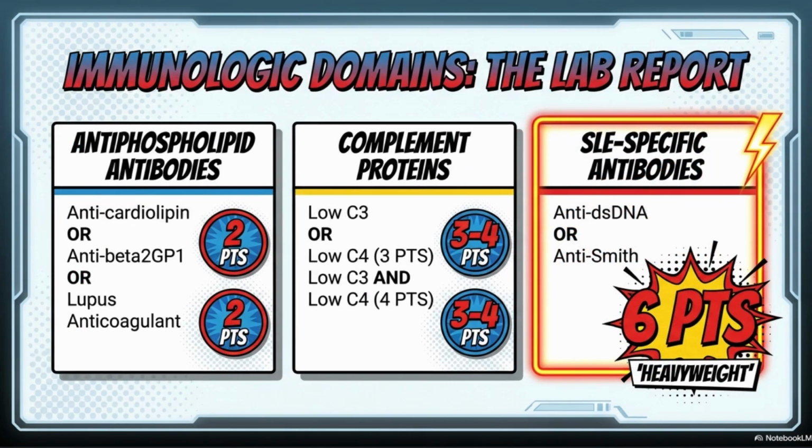Now for the lab report. We check for antiphospholipid antibodies and low complement C3 and C4. But the heavyweights, 6 points, are the specific antibodies anti-dsDNA or anti-Smith.